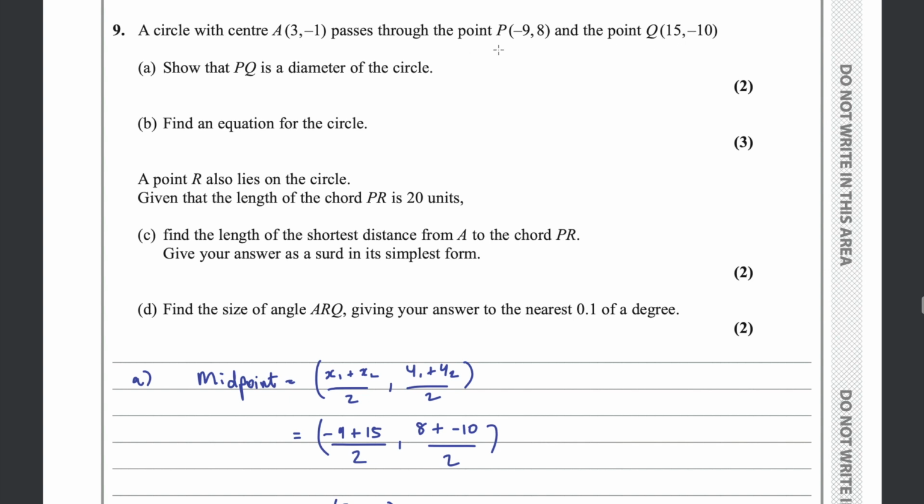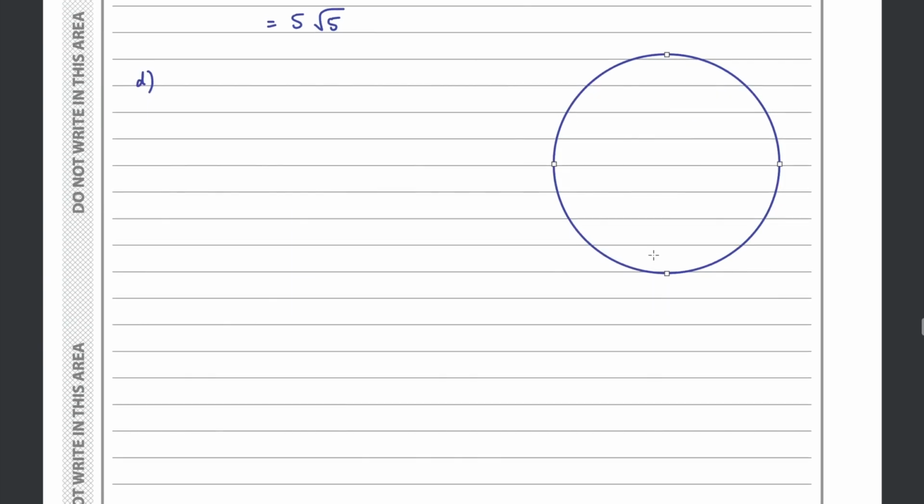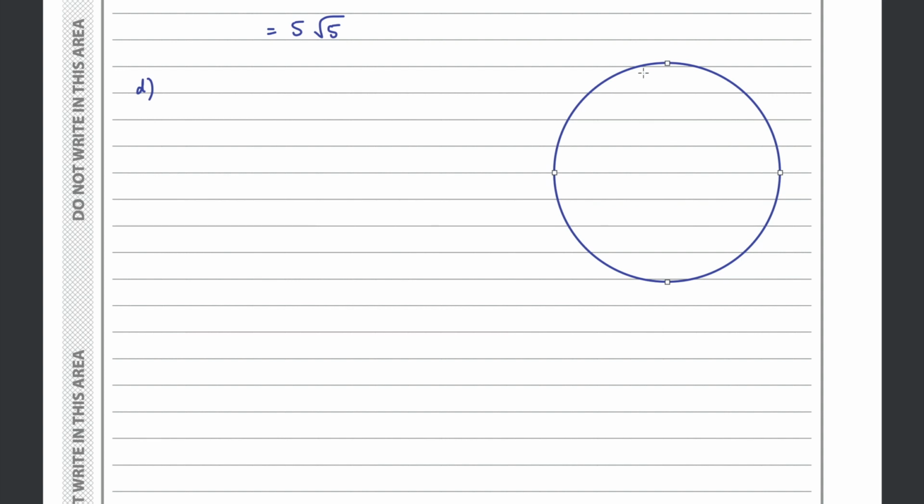PQ we said was the diameter, A is the center, and R was some other point on the circle. Okay, so let's draw in PQ first. So let's say that's PQ. A was the center. R was some other point on the circle. So that PR was 20. And we're looking for the angle ARQ. Okay, so let's draw in RQ as well.